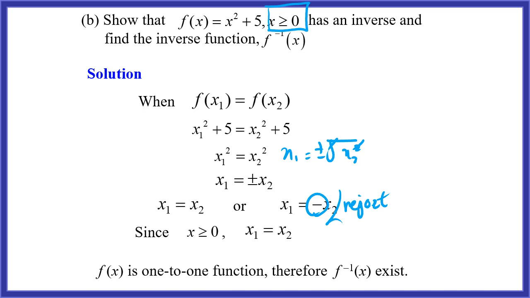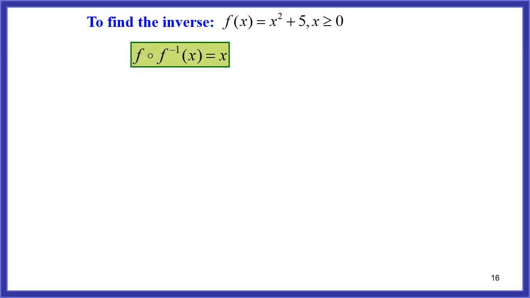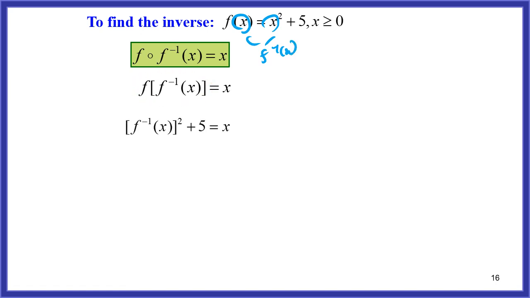Understand? Okay, so now we continue to find the inverse function. To find the inverse function, we use the same property: f of f inverse x equals x. So what is the f function? The f function is fx equal to x squared plus 5. So we replace the x with f inverse x, and we have f inverse x squared plus 5. To make f inverse x the subject, we have to move the 5 first. So we have f inverse x squared equal to x minus 5.